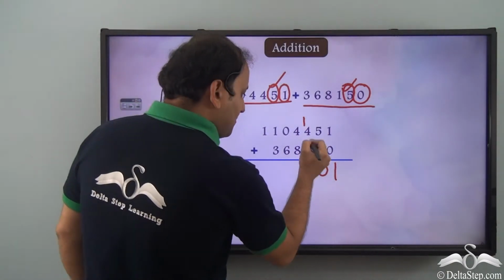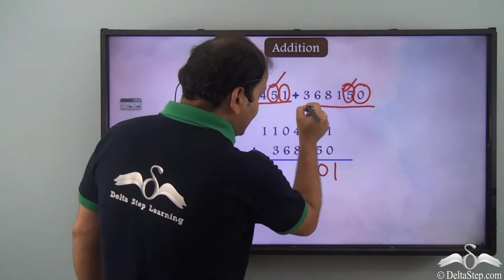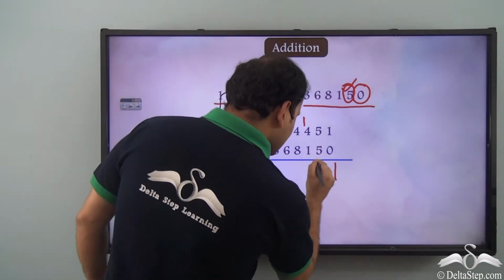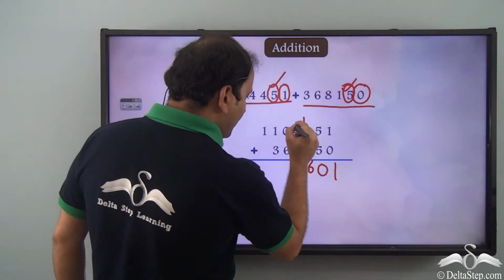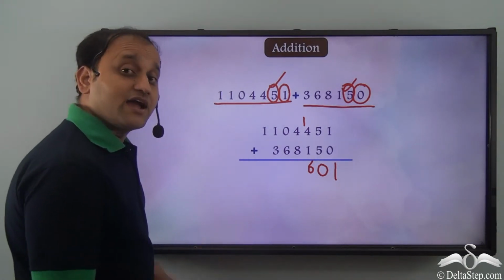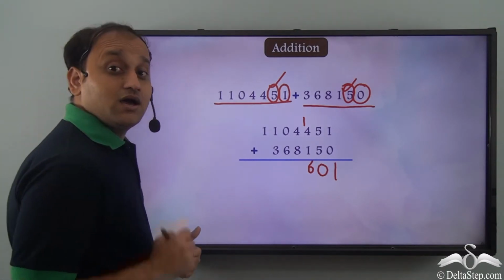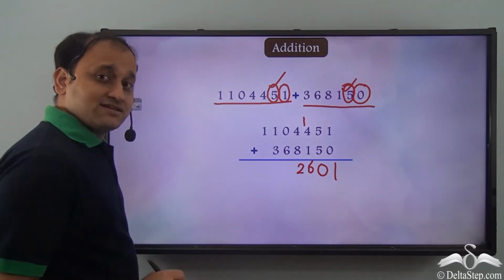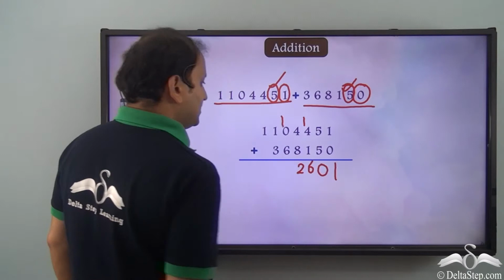Now 4 plus 1 is 5, and with 5 we add this carried over 1. So 5 plus 1 is 6. Now here we have 4 plus 8. 4 plus 8 is 12. Again we have a 2-digit number. So we place the units digit, that is 2, here, and the tens digit 1 is carried over here.